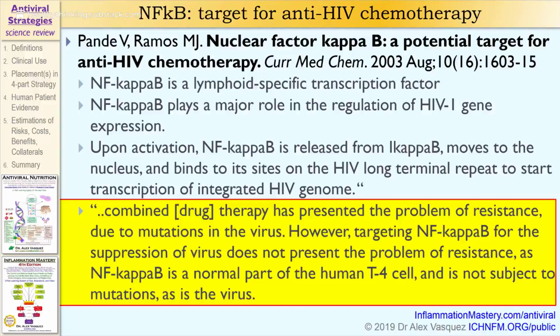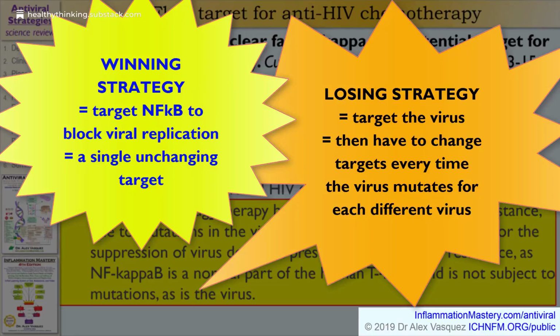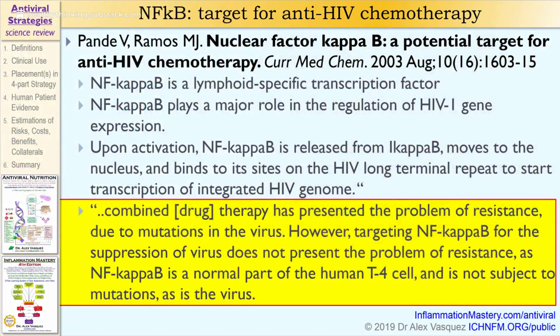And that's because NF-kappa B is a normal part of the human immune system and is not subject to mutations as is the virus. So every year, for example, you hear about influenza virus mutation. That's why they keep pushing a new flu vaccine every year, because the virus mutates. Well, if we were to change our focus, and instead of focusing on the virus itself, if we were to focus on the machinery that replicates that virus, a large part of which is this NF-kappa B pathway, if we focus on what we can control, which is the NF-kappa B pathway, then we wouldn't have to concern ourselves every year with viral mutation.